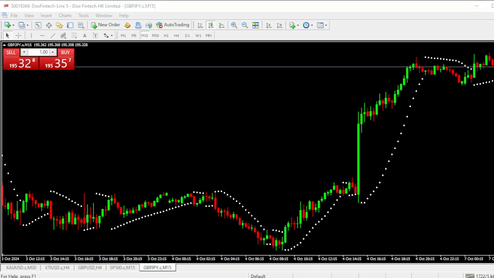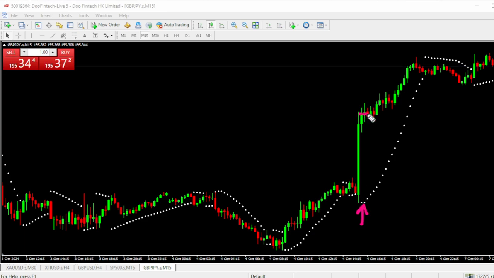So what is the Parabolic SAR indicator, right? It's a trend indicator, a trend signal indicator. As you can see, there are some white points above and below the price, above and below the candles. So when to use it, in this example, for a buy: when you see for the first time a white point below the candle, it is showing you that you should buy, right? Just like this.